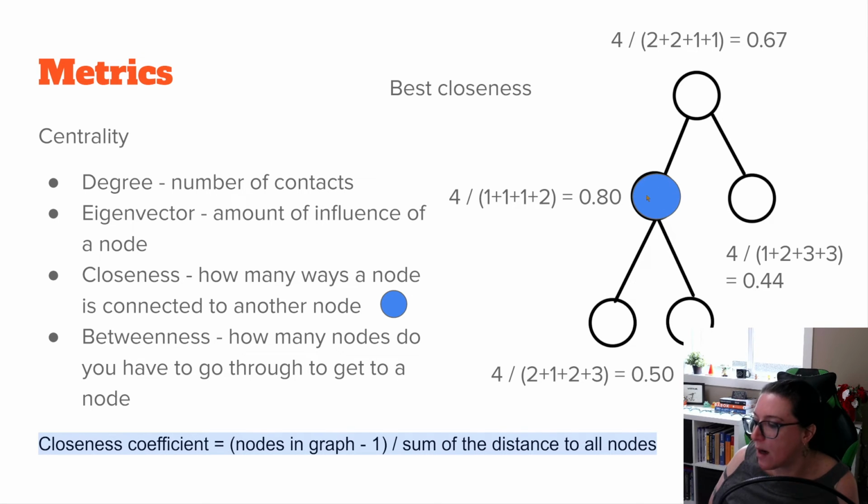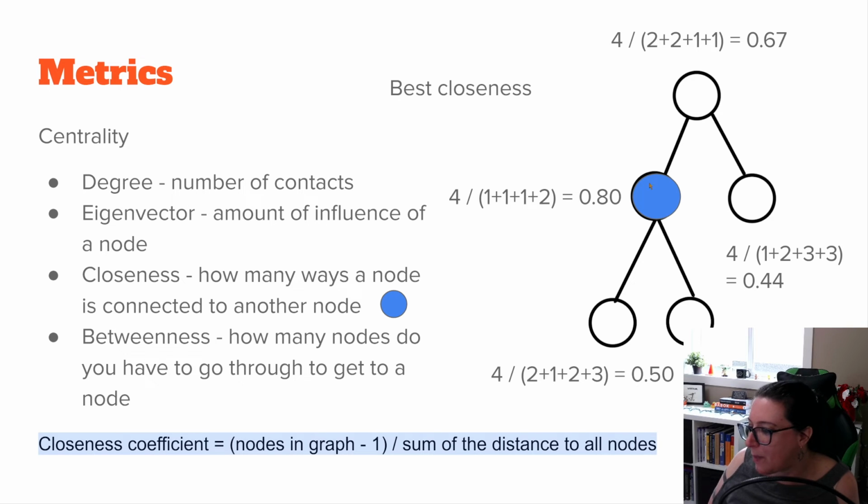This person here, if they want to talk to this person, it's a 1, this person, it's a 1, that person's, it's a 1, and this person, it's a 2. So we take 4 divided by 1 plus 1 plus 1 plus 2, you get 0.8. Notice it's more than that other node. So this person has a higher closeness, or a best closeness, because they are closer to the other nodes. They don't have to go through as many nodes to talk to people. So they are more connected to the other nodes.